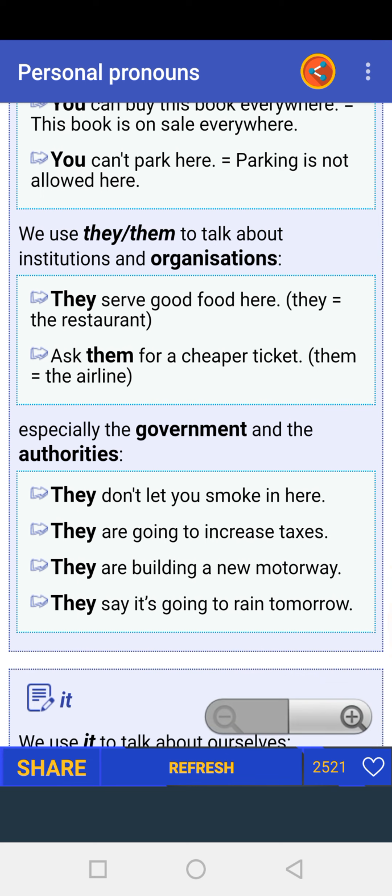Now we use they and them to talk about institutions and organizations. They serve good food here. They means the restaurant. Ask them for a cheaper ticket. Them means the airline.